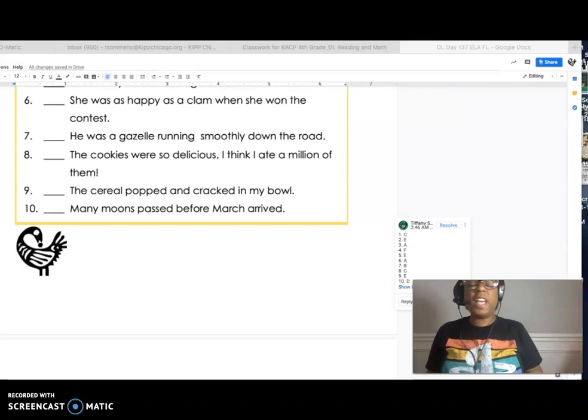Flip the page to your independent practice so you can show what you know.